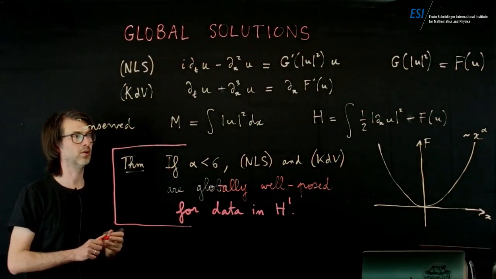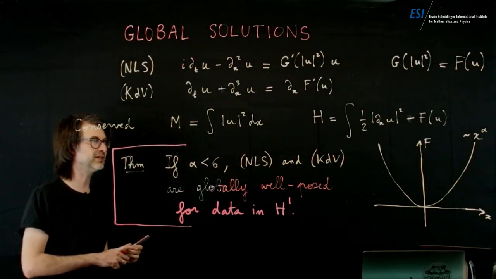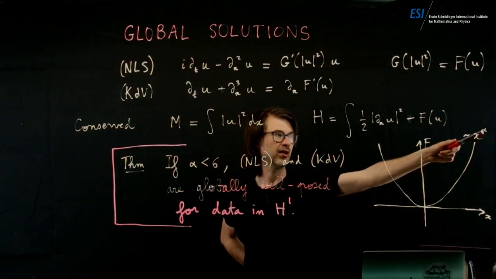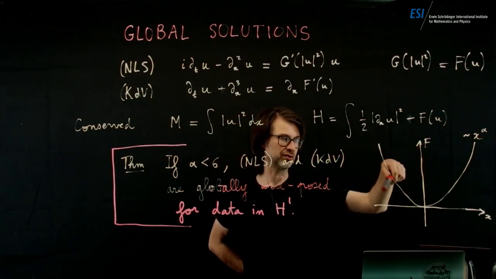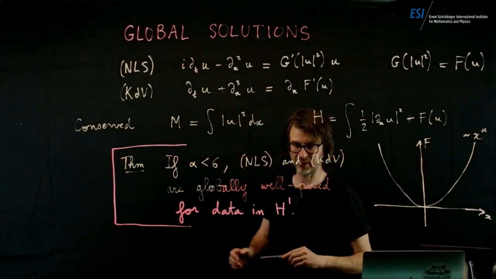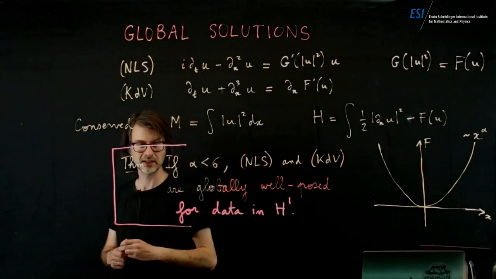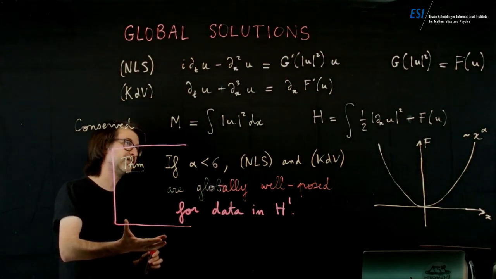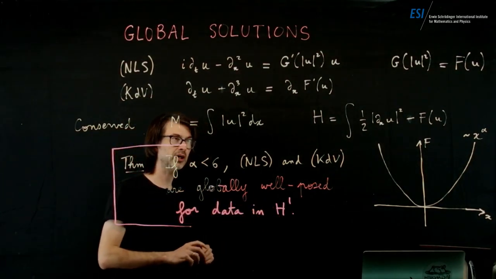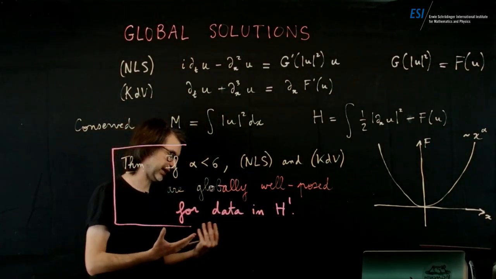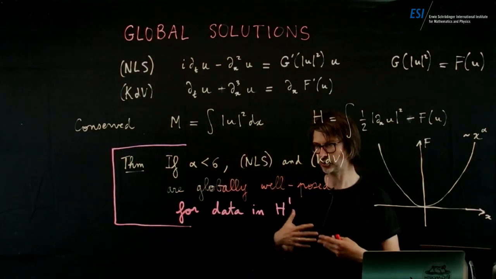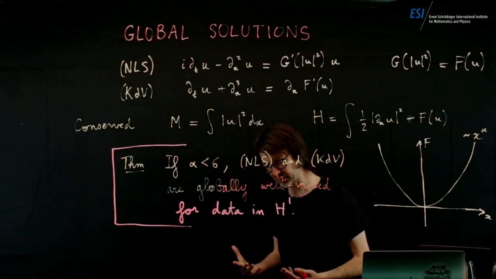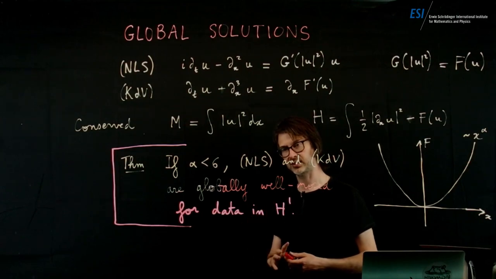So what this means is that if the power alpha that governs the function f for large x is less than 6, then if you take data in H1, you know that you have a global solution that is unique in an appropriate function space that I don't detail.